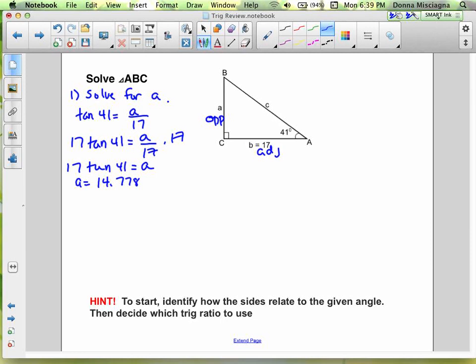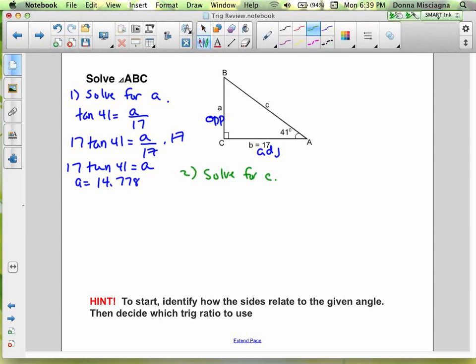All right, so now let's solve for the other side. We're going to solve for C. That's our other missing side. I have a lot of space over here, I don't think I need to cram. So you know what? I'm going to move this over just a little bit. All right, so step 2 will be solve for C.